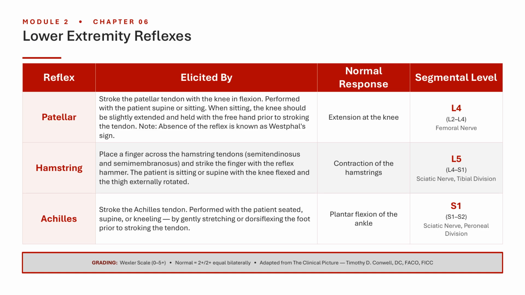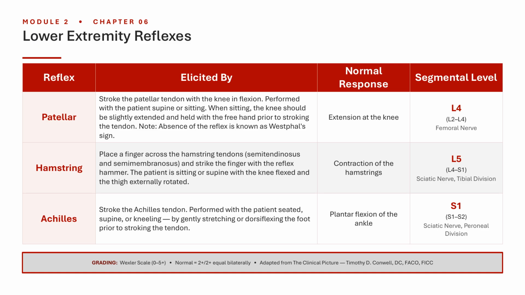Achilles reflex, also called the ankle jerk. Root level, S1 and S2. Nerve, tibial. Test site, the Achilles tendon above the heel. The foot should be slightly dorsiflexed. The hammer strikes the Achilles tendon. Normal response, plantar flexion of the foot.